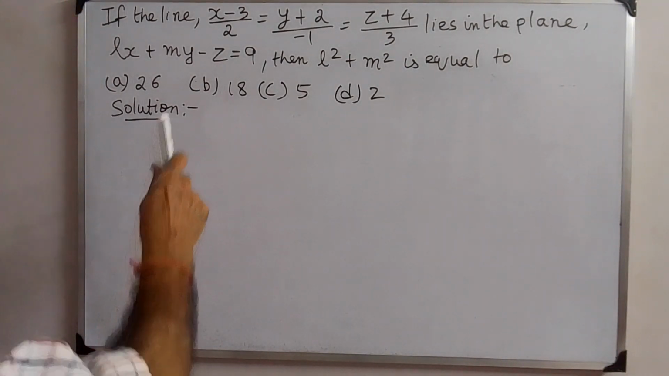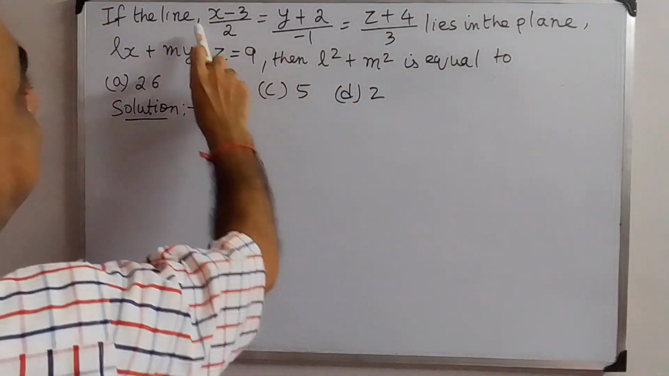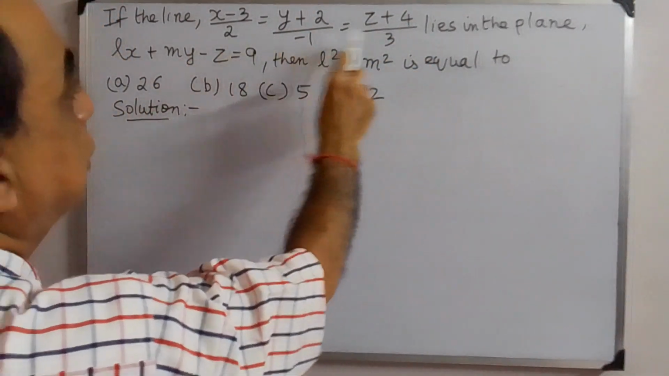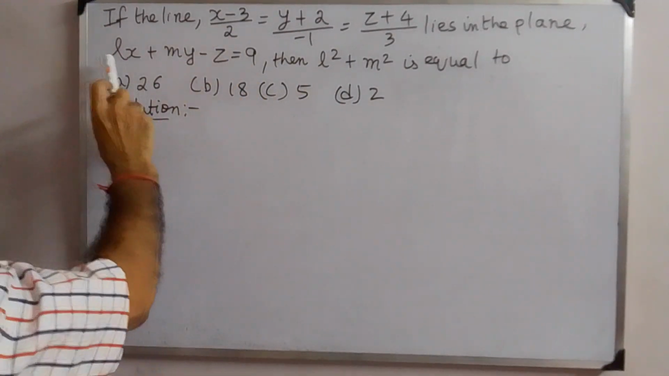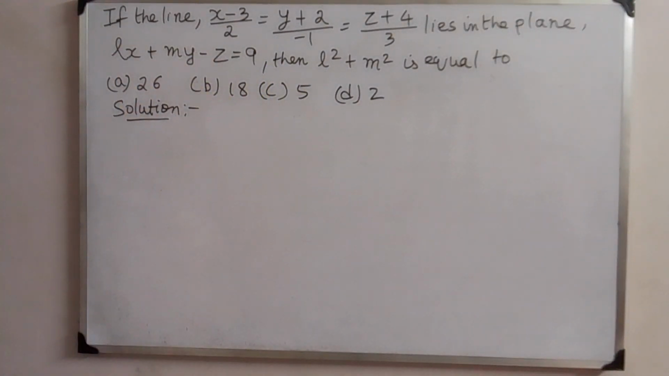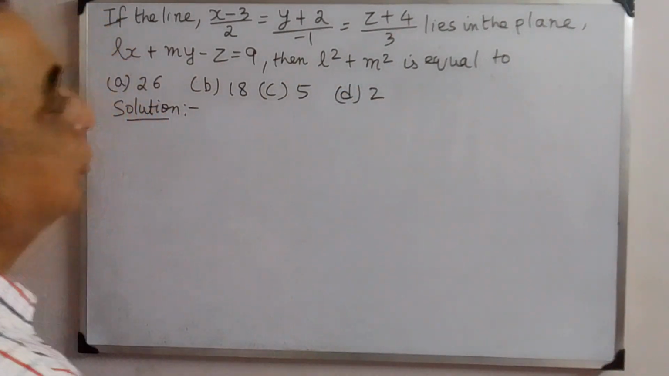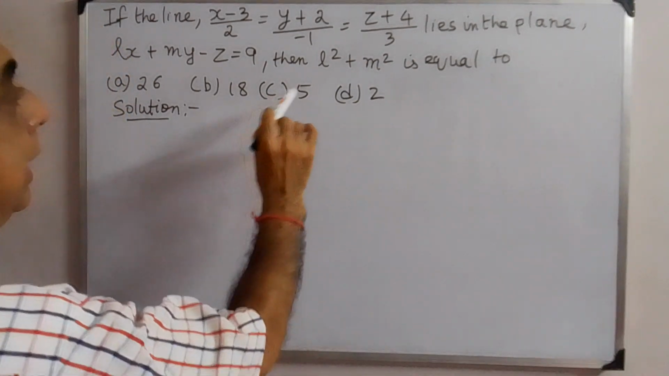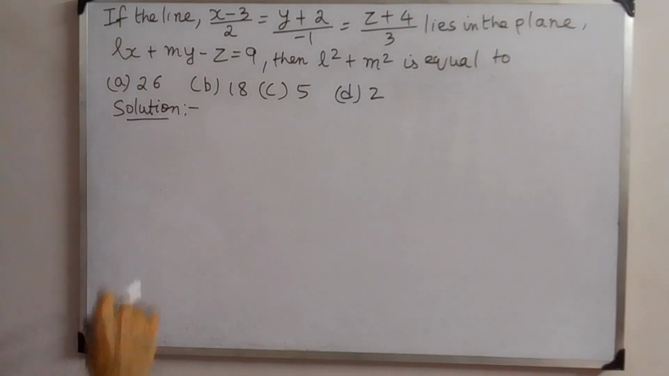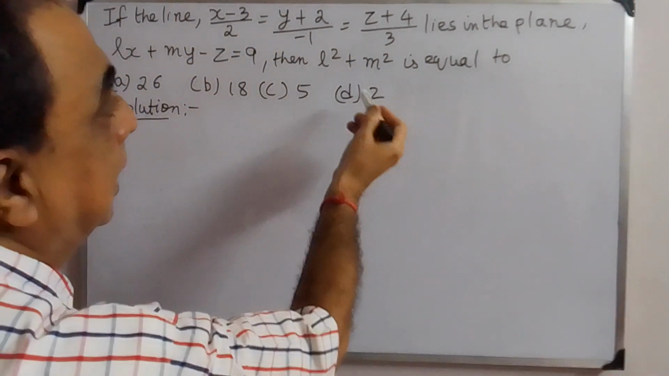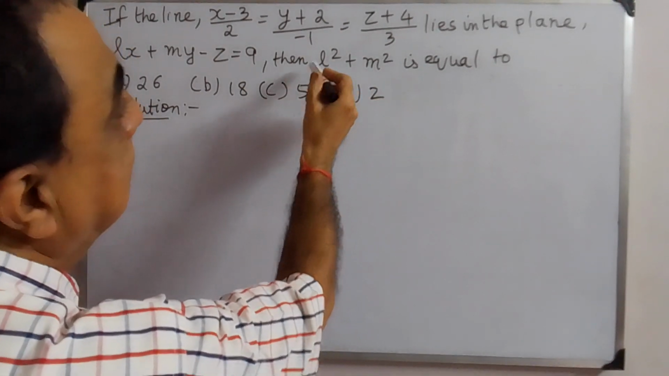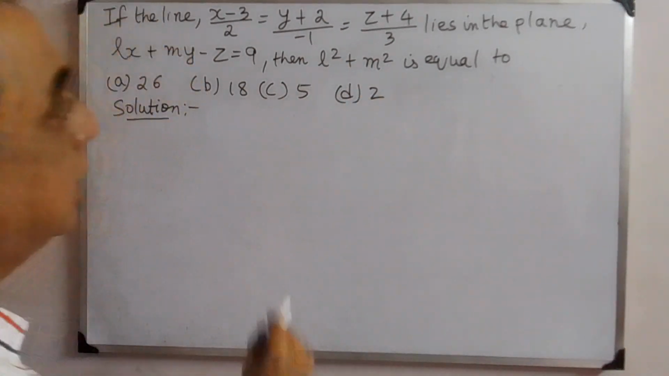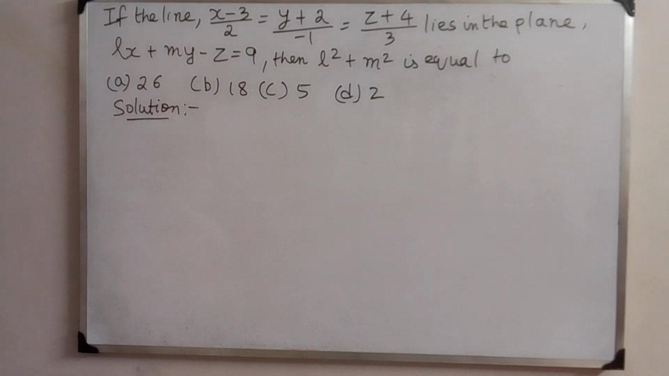Here it is being told to us that this is a line, whose equation is this. This line is lying on the given plane, whose equation is this. And we have to find the value of L squared plus M squared. So we will frame two equations in terms of L and M from these two given equations, then find the values of L and M, and substitute them here to get the value of L squared plus M squared.